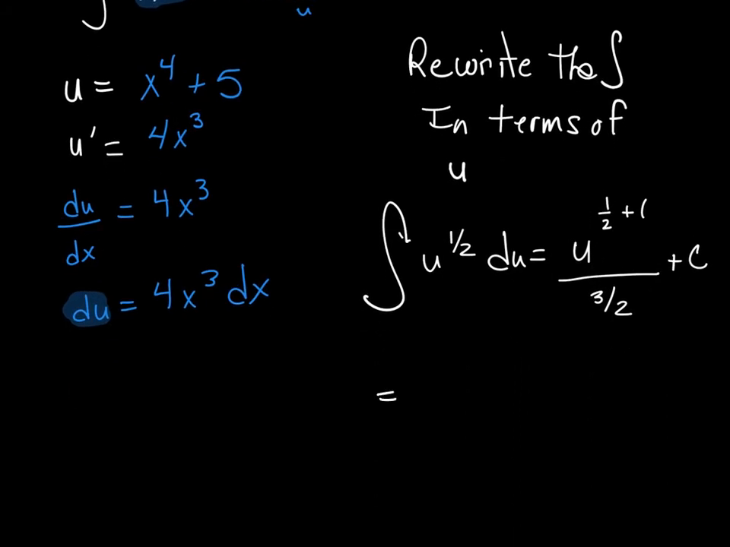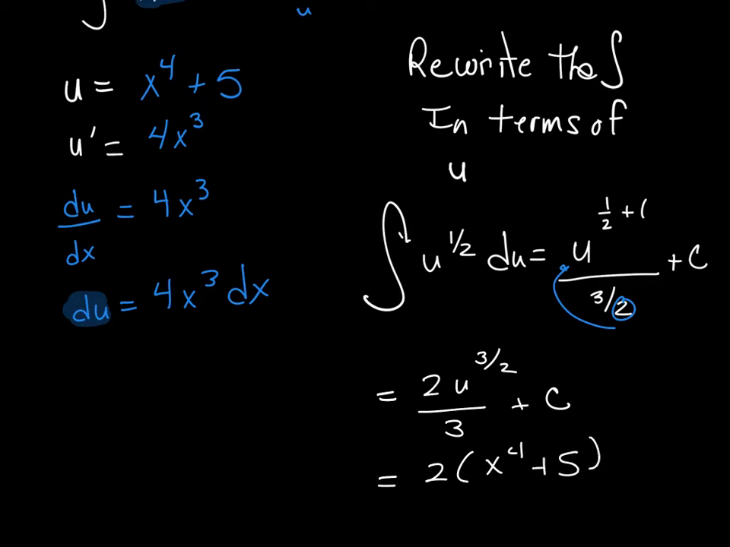which gives me, whenever you have a complex fraction in the denominator, this just goes ahead and comes up. So then that just gives me 2 u to the 3/2 all over 3 plus my constant. And then at the very end, substitute u back in. So then I just have 2 times x to the 4th plus 5 to the 3/2 all over 3 plus my constant.